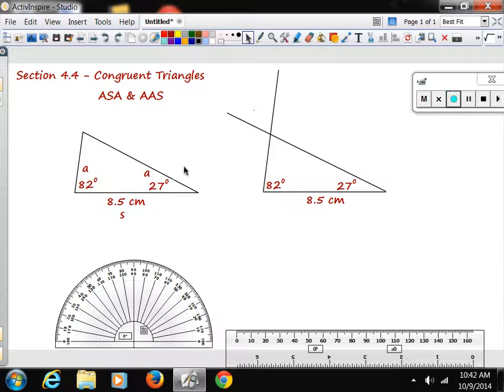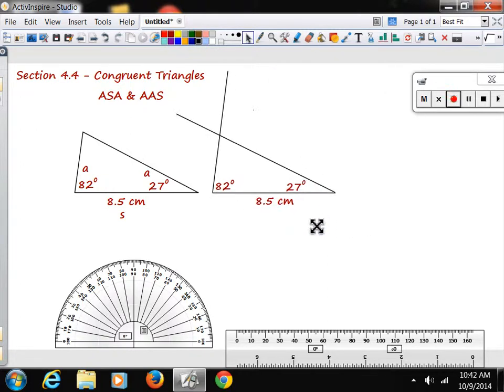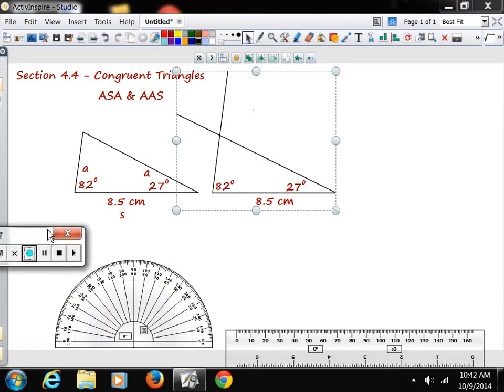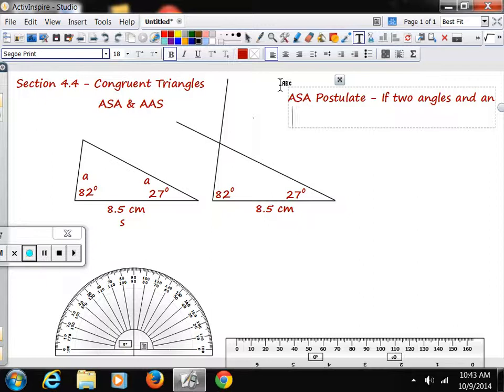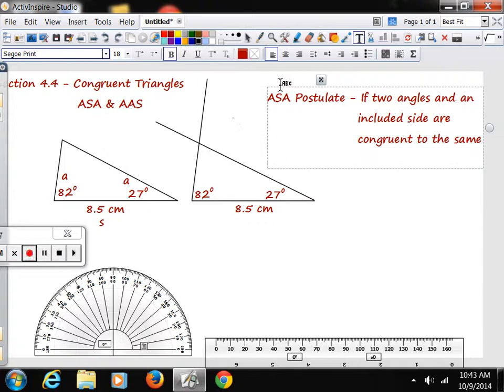So let me read off to you what the ASA postulate actually says. So you have it. ASA postulate says that if two angles and an included side are congruent to the same in another triangle, the triangles are congruent.